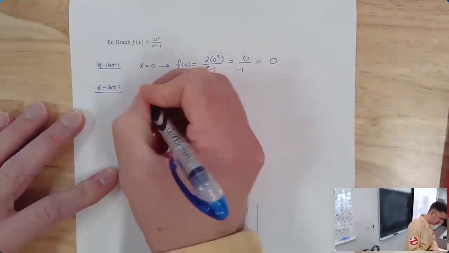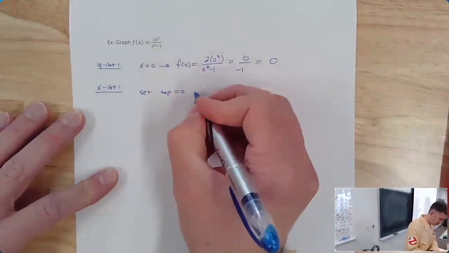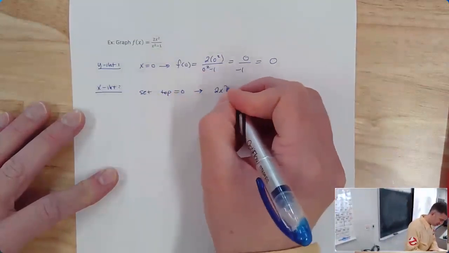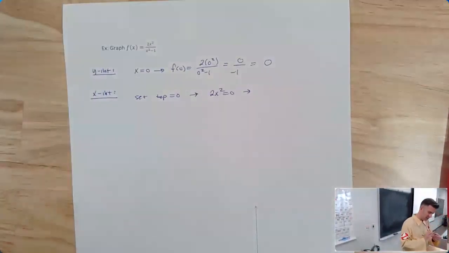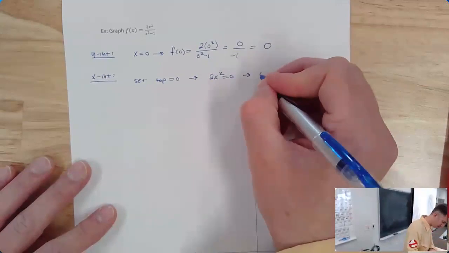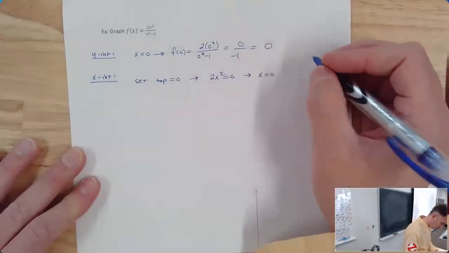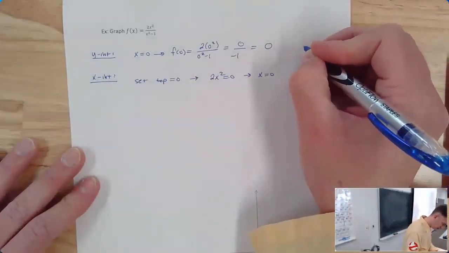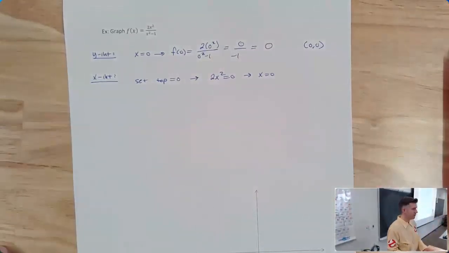So for x-intercept, we're going to set the top equal to 0. That's going to give us 2x squared equal to 0, which is going to give us x squared equal to 0, which is going to give us x equal to 0. So yes, you just get 0. Okay, that's a weird look. So our only intercept is the point 0, 0. Might make it hard to graph.